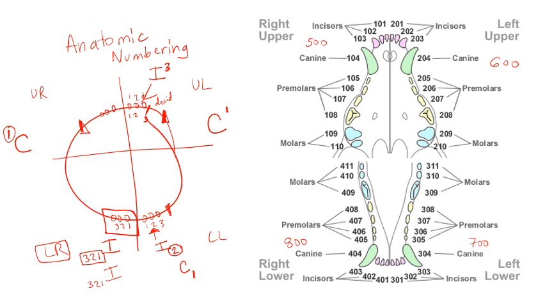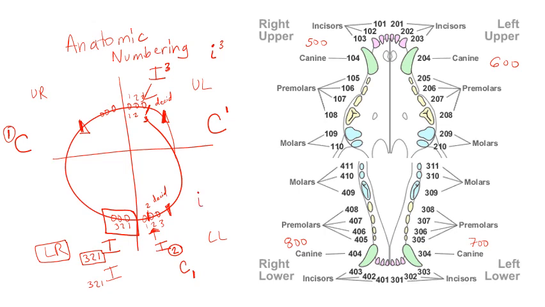How would I label this? Well, we would label this with a lowercase I. And then because it's here in this upper left quadrant, I3. Same thing, let's say if I have a little retained deciduous tooth down here.